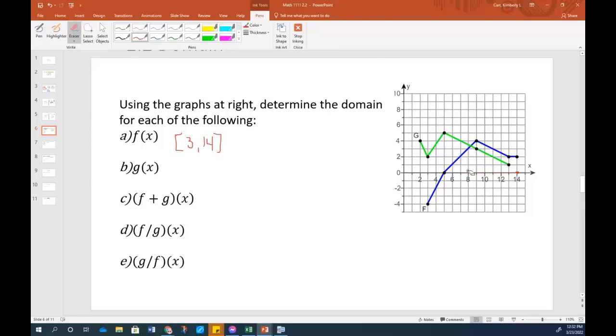All right, so let's erase that line and do another domain. G of x is the one in green here. If I take that one down to the x-axis, this point comes down to here, and the green one uses everything from 2 to 13. It does use both of those, so 2 to 13, and it's closed.